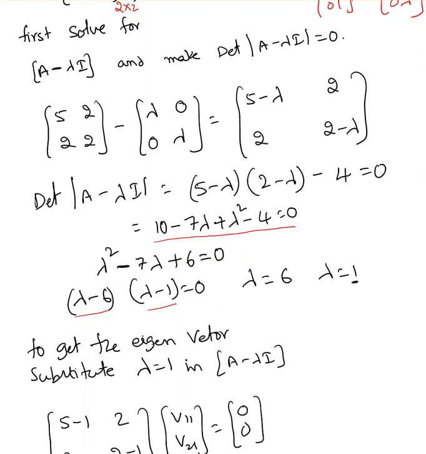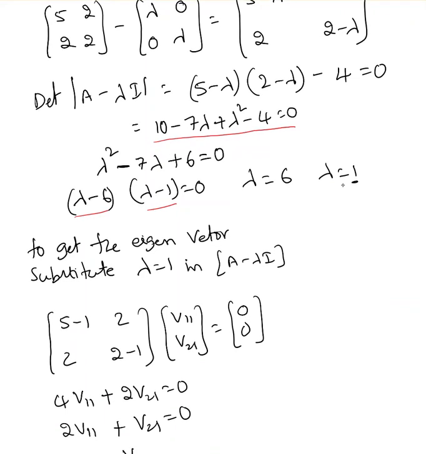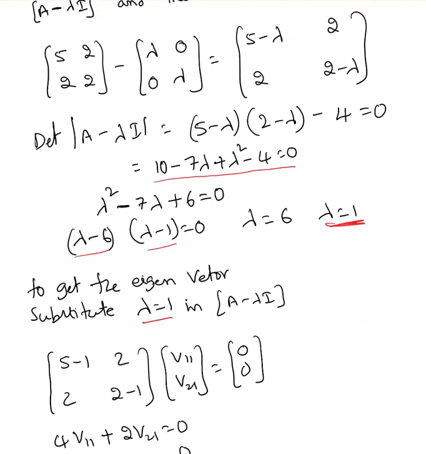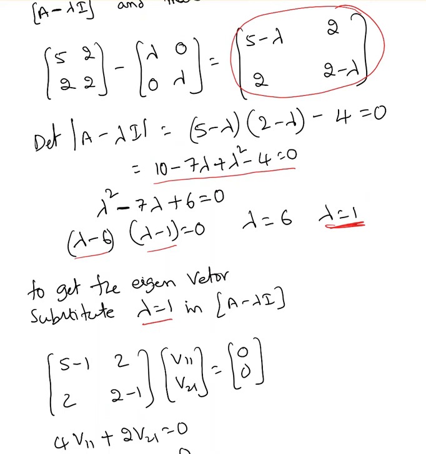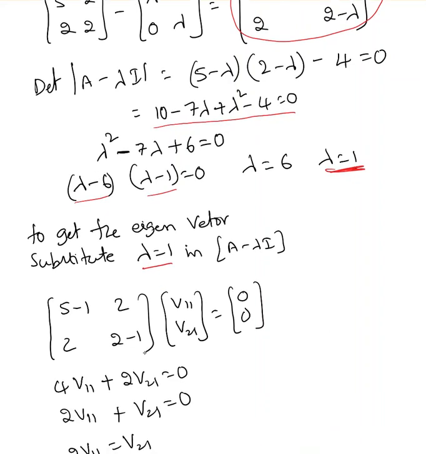Now to get the eigenvector, substitute lambda equal to 1 in A minus lambda I. So this is A minus lambda I, and I'm substituting lambda equal to 1 there: [5 minus 1, 2; 2, 2 minus 1]. Now this eigenvector, I'm representing as [V11, V21] equal to [0, 0]. So here 4 times V11 plus 2 times V21 equal to 0, and 2 times V11 plus 2 times V21 equal to 0.